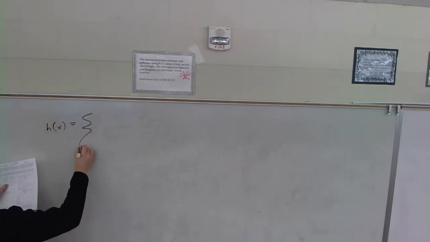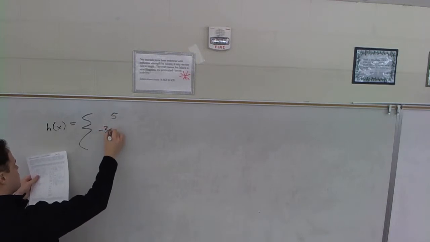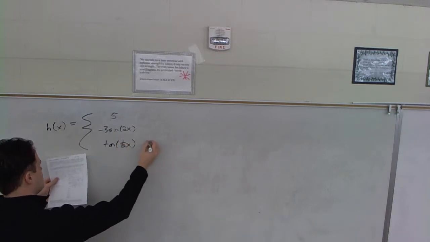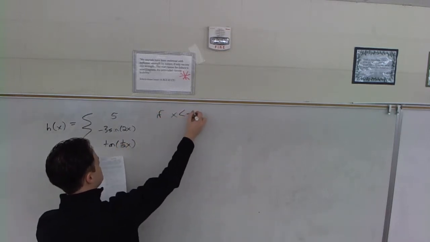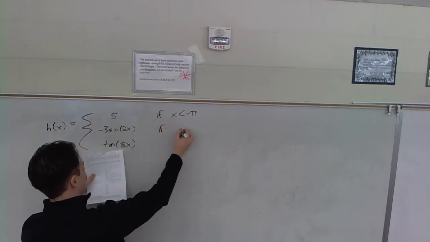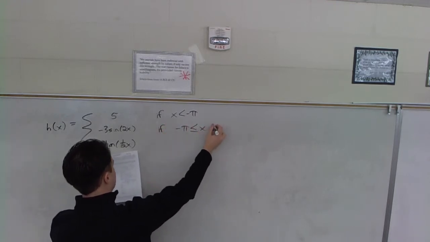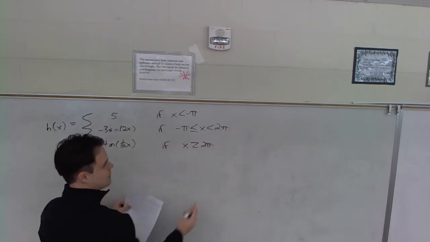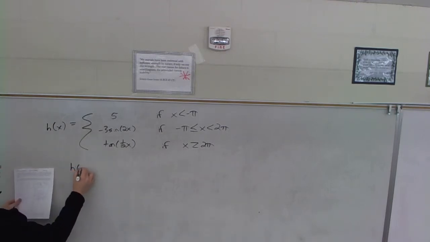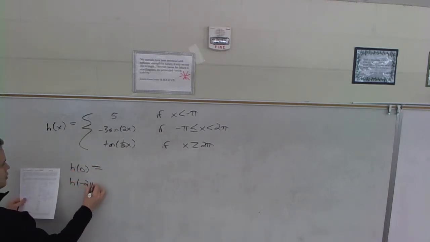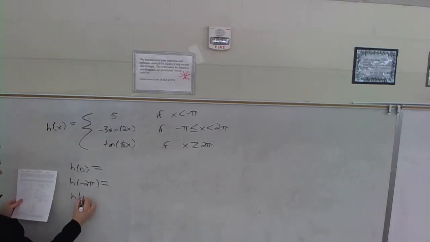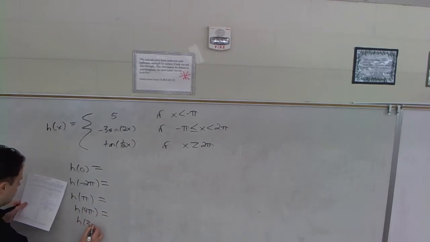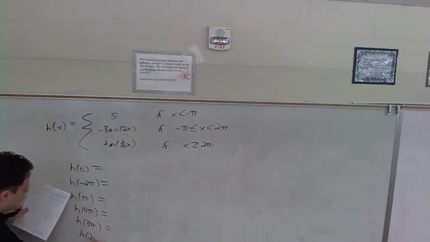So h of x has a little trig in it. It's 5, or it's a negative sine wave, or it's a tangent that has a change in period. It's 5 if x is less than -pi. It's the sine wave between -pi and 2pi, and it's the tangent if it's bigger than 2pi. And I asked us to look at 0. What if we put 0 in? What if we put -2pi in? What if we put pi in? 4pi, 3pi, and 2pi.